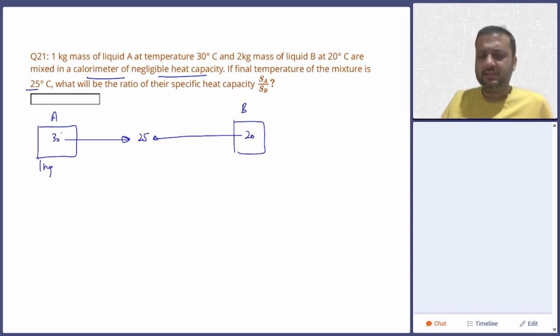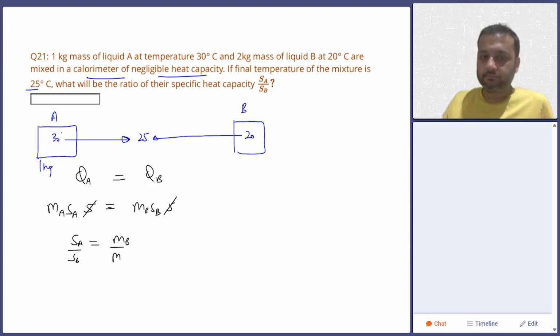Very easy. Heat lost by A is equal to heat gained by B. What is the heat lost by A? Mass of A into specific heat of A into delta T. Delta T is 30 minus 25, which is 5. That will be equal to heat gained by B, which is mass of B into specific heat of B into 25 minus 20, that is 5. Now 5 will get cancelled. So SA by SB will be MB by MA. MB is 2 and MA is 1, so this will be 2.